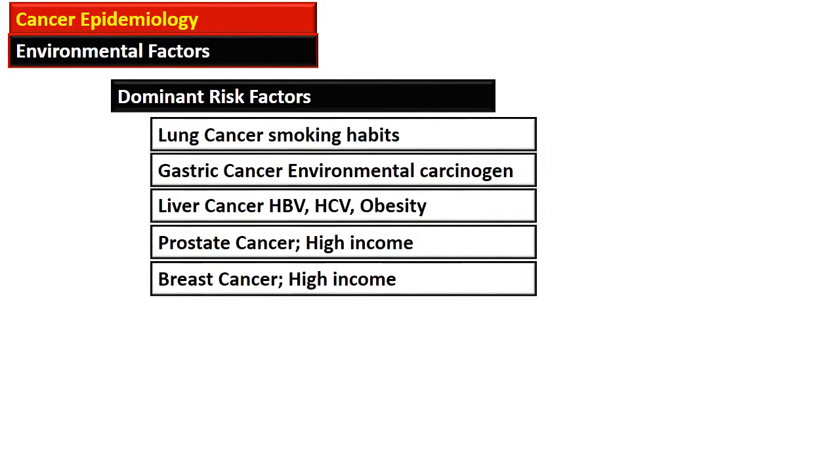Environmental factors are considered dominant risk factors in cancer epidemiology because of the association of some environmental pathogens or agents that contribute to the pathogenesis of these cancers. Lung cancer is associated with smoking habits. Gastric cancers are associated with environmental carcinogenesis, and liver cancers are associated with hepatitis B and C virus and also with obesity, while high income groups have prostatic cancer and breast cancer more commonly.